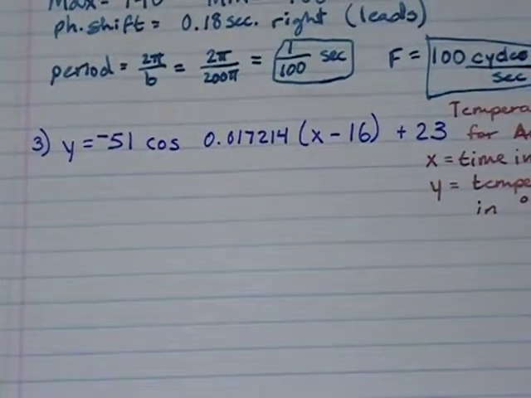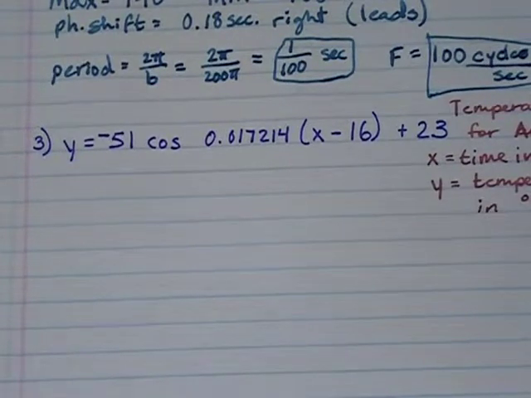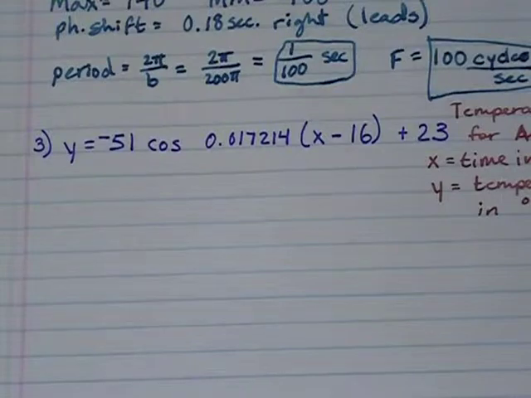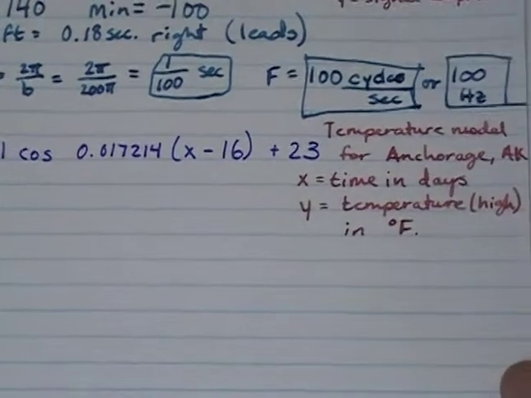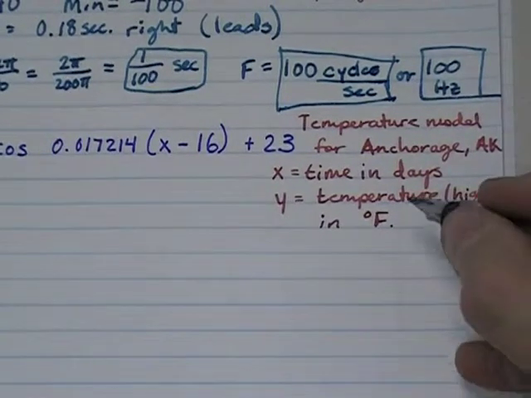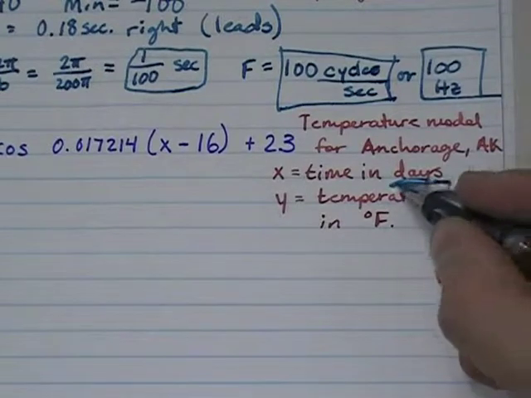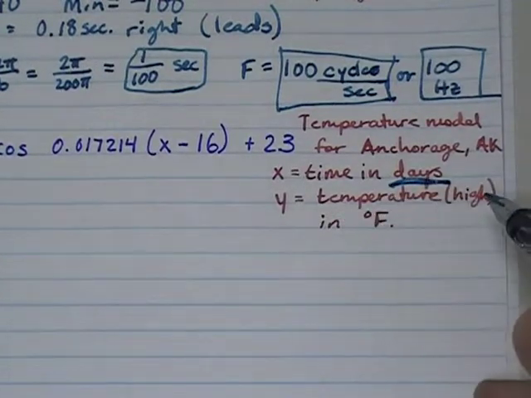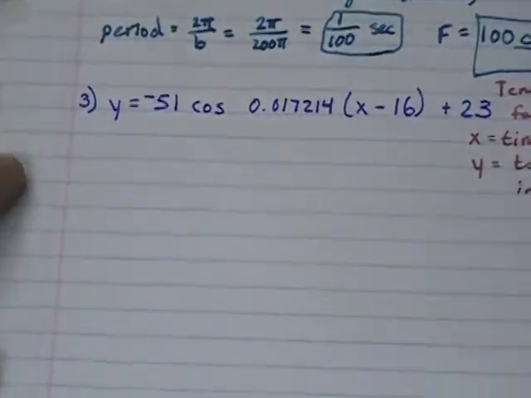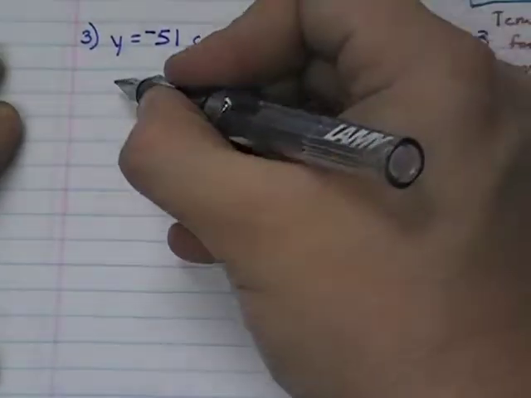Number 3, we're given negative 51 cosine 0.017214 x minus 16 plus 23. This is the temperature model for Anchorage, Alaska. X is time in days, and that's important to remember here. X is time in days, and Y is temperature in Fahrenheit. Okay? And we're asked to find the same things, the max, the min.